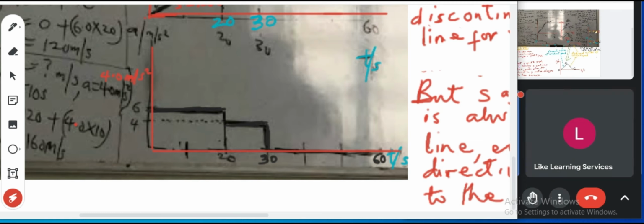Yeah, I can see. Alright, so the first is acceleration of 6, the second is acceleration of 4, the last is acceleration of 0. First 20 seconds, acceleration of 6, because this is acceleration against time. The next 10 seconds, from 20 to 30 seconds, acceleration of 4. From 30 to 60 seconds, acceleration of 0.